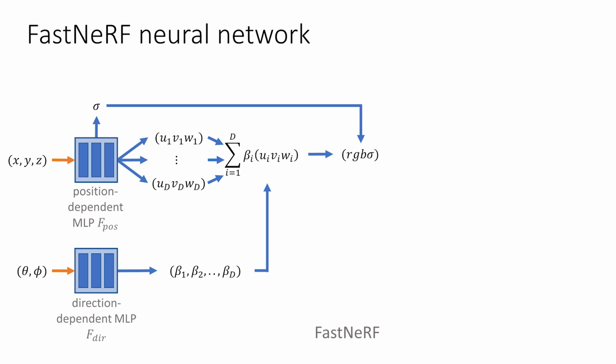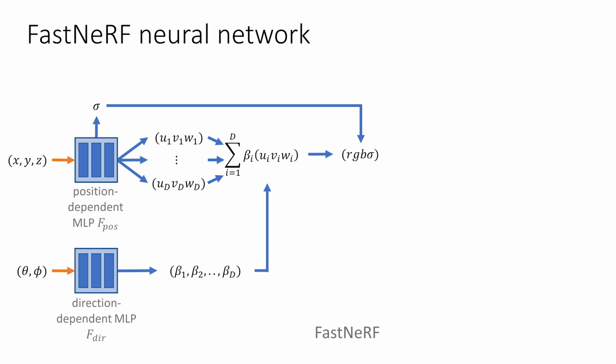FastNeRF factorizes the problem into two subnetworks. One that is dependent only on sample position, and one that depends only on the ray direction. The position-dependent network outputs a deep radiance map. The view-dependent network outputs weights that scale the components of the deep radiance map to obtain a final RGB value at each sample position as seen from the specified direction.